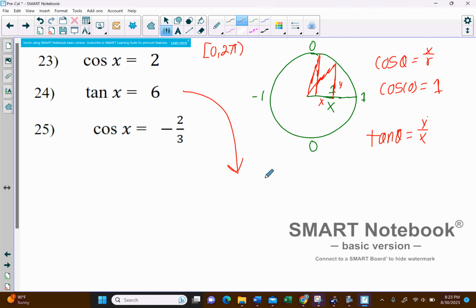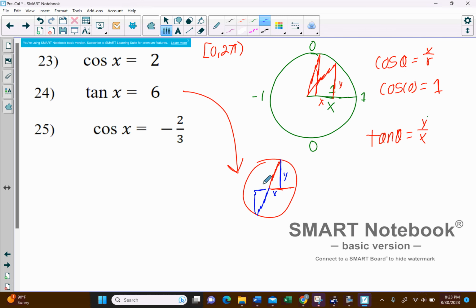Kind of what I was alluding to is the angle is probably somewhere around 80 degrees, right? But we're going to have to do it in radians. But because that y side needs to be 6 times bigger than the x side. Now that will also occur down here. That would also occur down here.